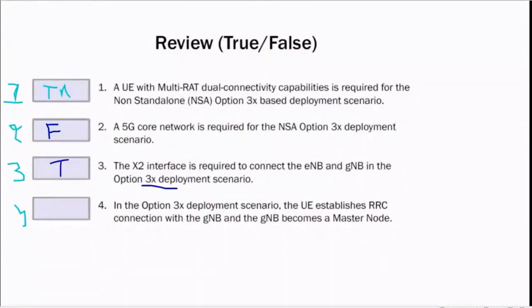And the last question is: in the option 3X deployment scenario, a UE establishes an RRC connection with the gNodeB, and the gNodeB becomes the master node. So the answer is false, because here the eNodeB has an RRC connection with the UE and the eNodeB becomes the master node. Okay, so the answer is false for this. Okay, thanks guys for the right answers.